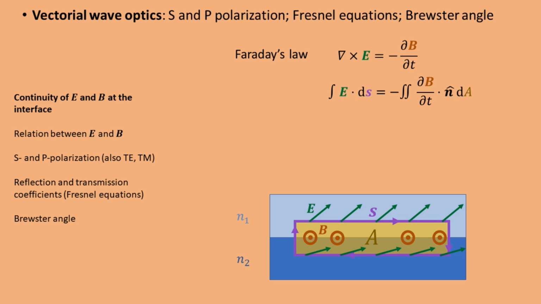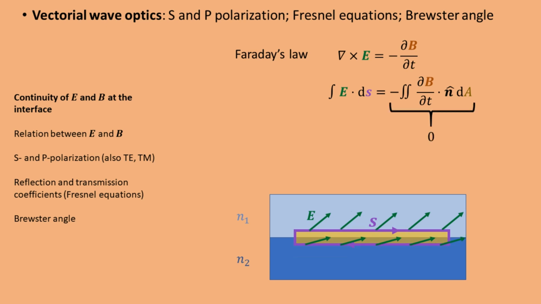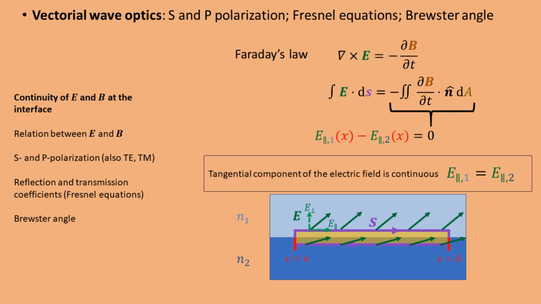If we make the loop tighter and tighter so that the area goes to zero, then the right-hand side of the equation vanishes. To rewrite the left-hand side of the equation, we can decompose the electric field in a perpendicular component and a parallel component, and we can see that we can write the line integral as an integral of the difference between the tangential electric fields at either side of the interface. Since this integral has to be zero for any arbitrary interval ab, we can conclude that the integrand must be zero, so it follows that the tangential component of the electric field is continuous across the interface.